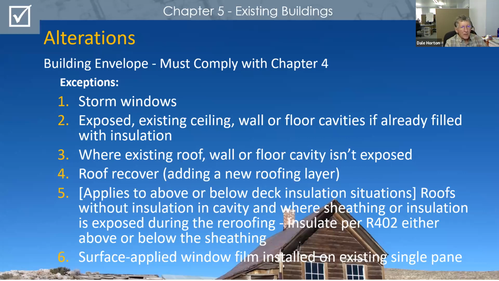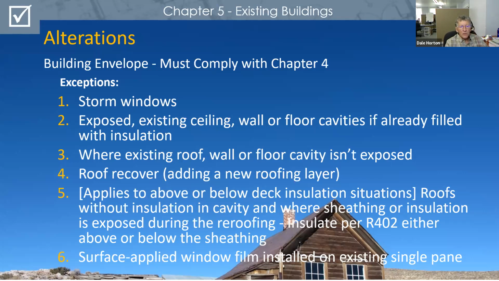Alterations: if you're significantly altering an element of the building, it's to comply with the energy code as a whole, except there's a bunch of important exceptions. Storm windows: you don't have to apply the whole code to the storm windows. If you have existing ceilings or walls that you don't expose, and they're already filled with insulation, then you don't have to change that. Where you've got an existing roof, wall, or floor, and you're not exposing the insulation, you don't have to change that. If you just put on a re-cover, meaning a covering over the existing roof, adding another layer, then you don't have to comply with the energy code.